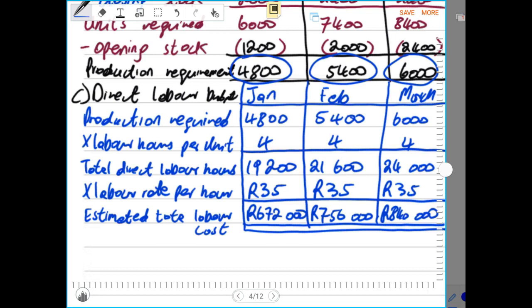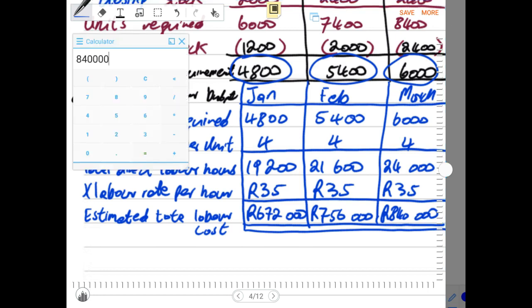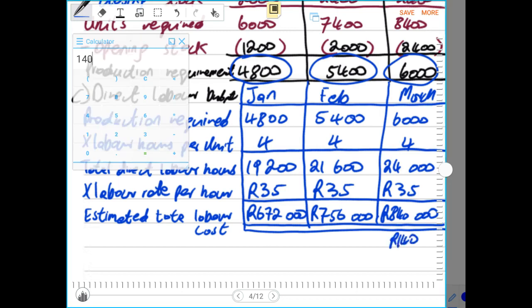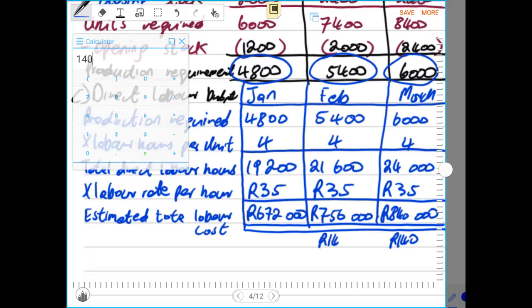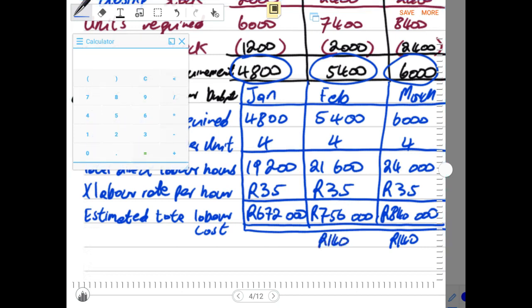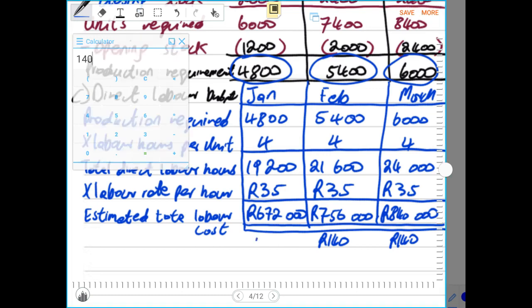However, we can still calculate the per unit. Remember, if we want it to be per unit, we can still say 840,000, divide that by 6,000. That will give us per unit here as 140. And we could also say 756,000, divide that by 5,400. That will still give us 140. And even if we say 672,000, divide that by 4,800, it gives us 140.